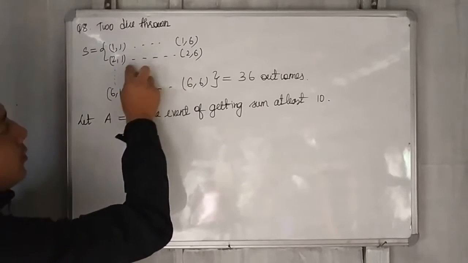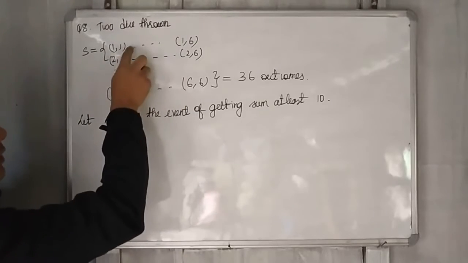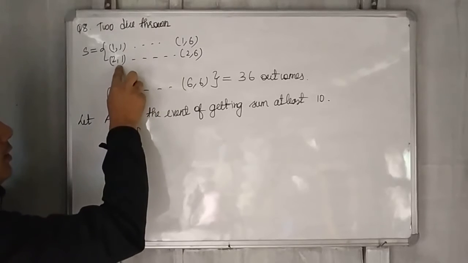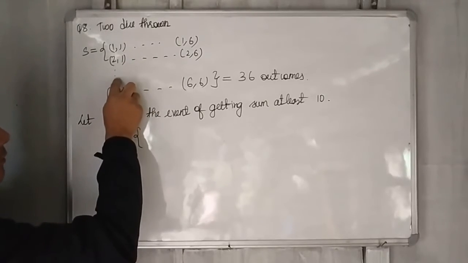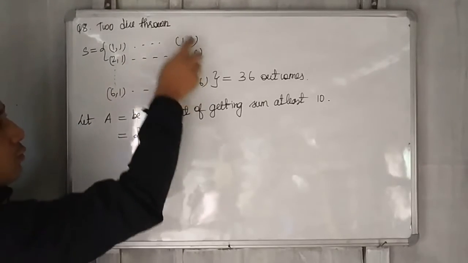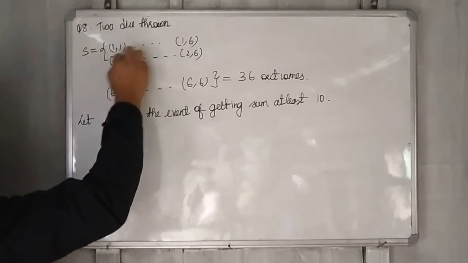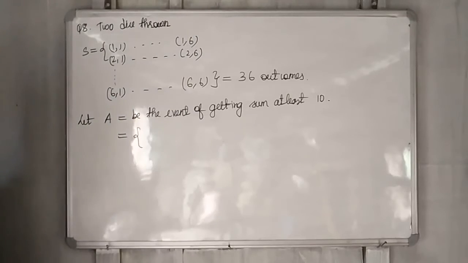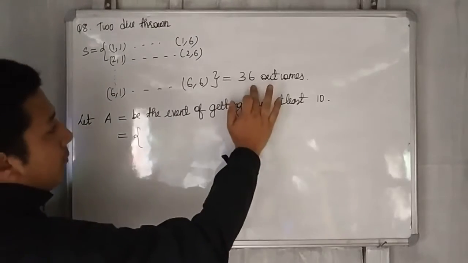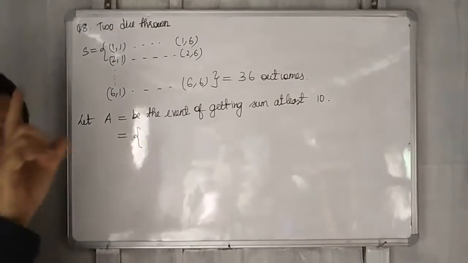There is dot, dot, dot, dot, dot. This means there are numbers in between, okay? 1,2 is there, 1,3; 2,1; 3,1; 4,1; 5,1; and then 6,1. So in total there are 36 outcomes. I don't want to write it all out here because it will take a long time, right? So we're only focusing on how many outcomes? 36 outcomes, okay? What is the question asking you?